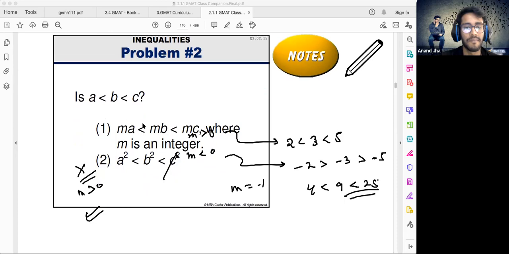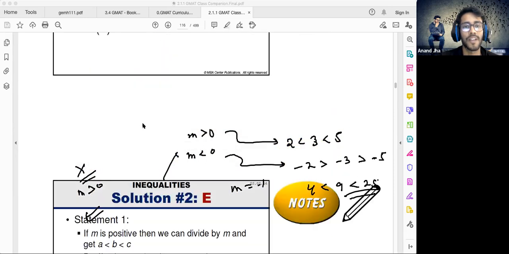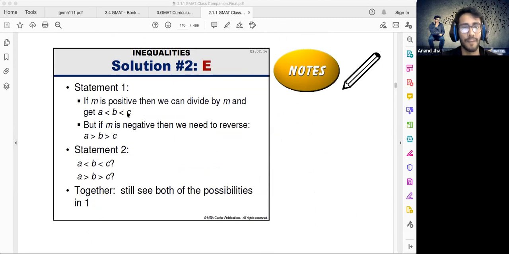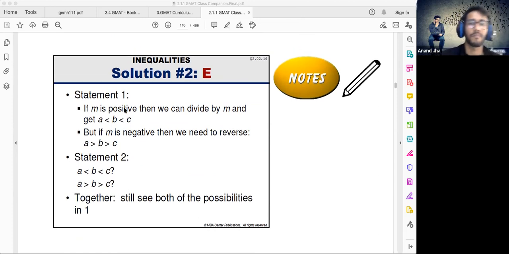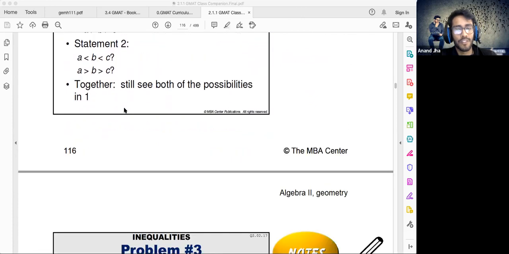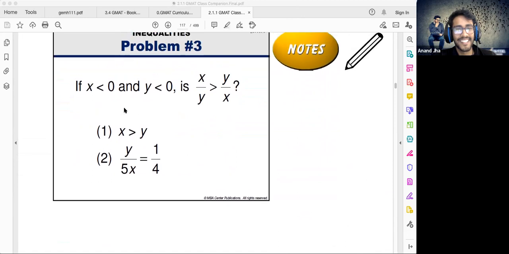Right? That's what they will be talking about. Where is the E option? They should have given the option. If M is positive, I told you, we can divide by n and get it, but if M is negative. Okay. So do check both the statements. Try this. Quickly try this.